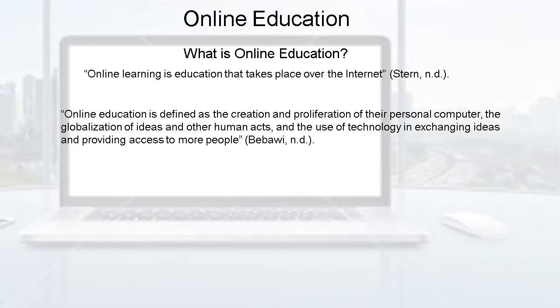The first definition came from me simply putting online education definition into Google and picking the first thing that came up. The second definition, online education, is defined as the creation and proliferation of the personal computer, the globalization of ideas and other human acts, and the use of technology in exchanging ideas and providing access to more people. It came from me putting best definition of online learning into Google and then taking the time to see if I could find a better choice than the first one.